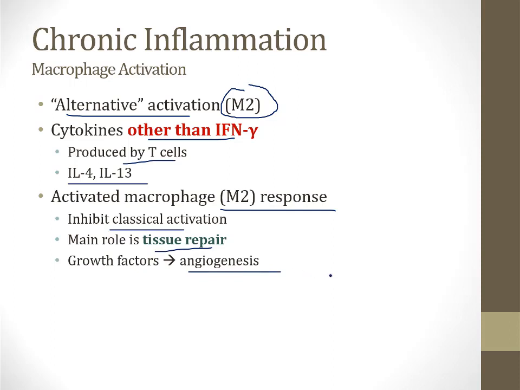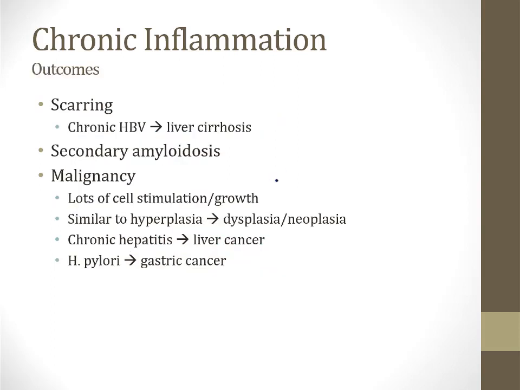So what you've got going on at a site of chronic inflammation is some M1 macrophages, which are actually destroying tissue and trying to destroy pathogens, and also M2 macrophages, which are trying to repair tissue. There's a couple of potential outcomes of chronic inflammation. One is that it can lead to scarring. So, for example, patients who have hepatitis B infection of the liver that is chronic will have chronic liver inflammation, and that can lead to cirrhosis because scar tissue is laid down in place of healthy liver tissue.